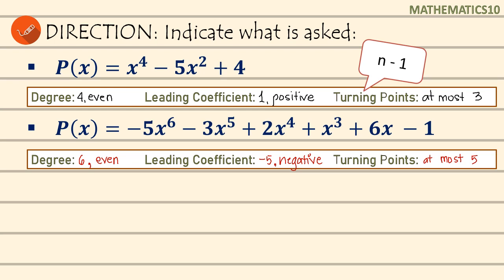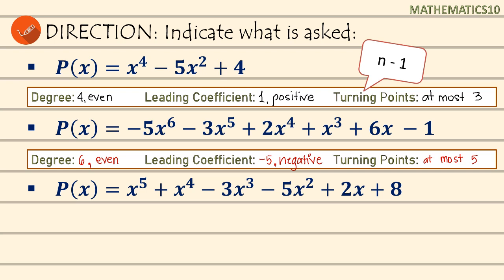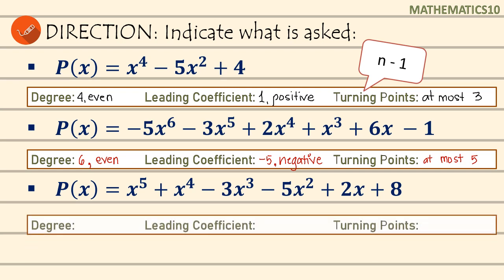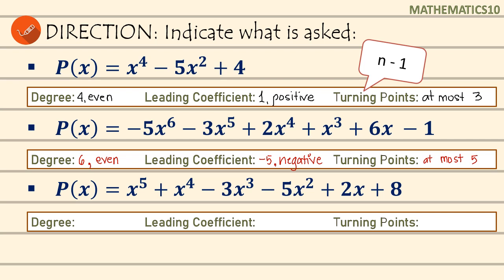Okay. So, another example. Given this polynomial function, identify again the degree, if it's odd or even, the leading coefficient, if it's positive or negative, and the maximum number of turning points. Here, for our degree, since it is already arranged in decreasing order, look at the first term, and that is x raised to the 5th power, so we have 5 as the degree, and we all know 5 is an odd number.